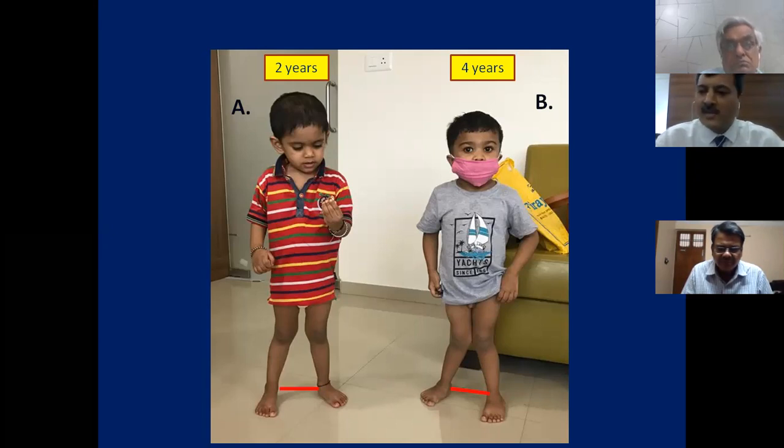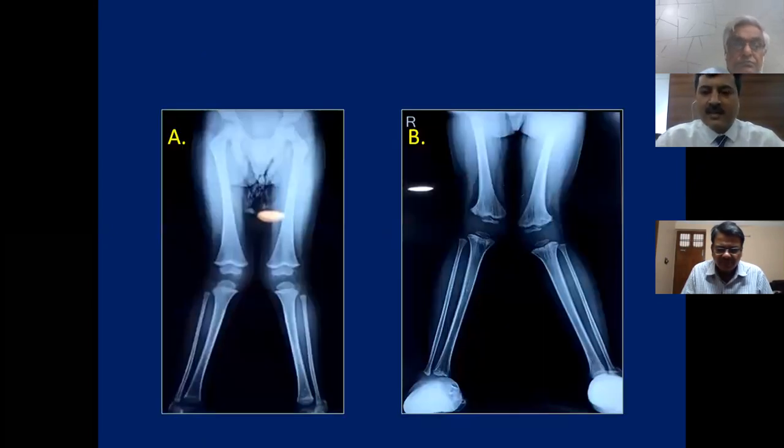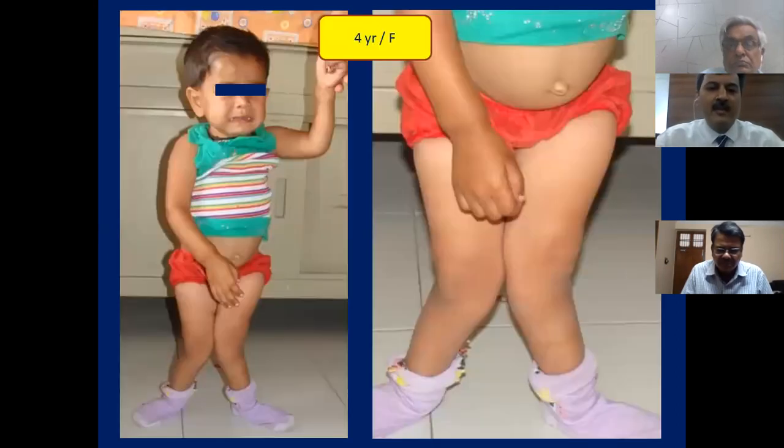So it's better to use the tibio-femoral angle than the intermalleolar or intercondylar distance. And these are their X-rays: child A is having physiologic deformity and child B is having epiphyseal metaphyseal skeletal dysplasia. Now, we tend to wait for some children with knock knees and we investigate, but this 4-year-old baby who was having significant knock knees, you can see there is widening of the metaphysis of the wrist.